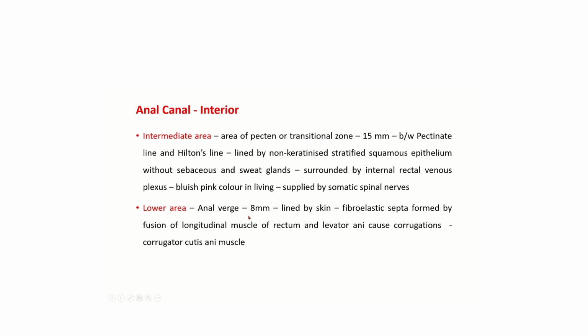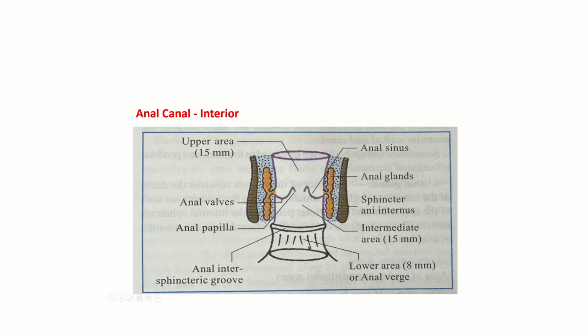Lower area, also called the anal verge, 8 mm, lined by skin. Fibroelastic septa formed by fusion of the longitudinal muscle of the rectum and levator ani cause corrugations in the lower area. So this fibroelastic septa, we call it the corrugator cutis ani muscle. So these are the corrugations in the lower 8 mm, the anal verge.